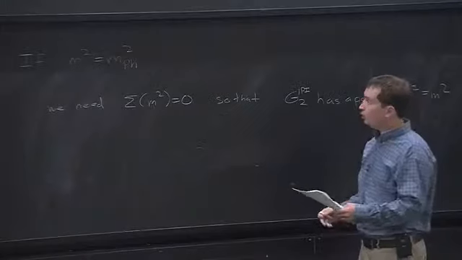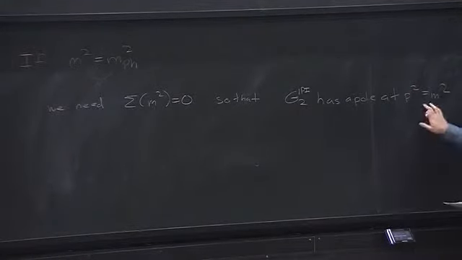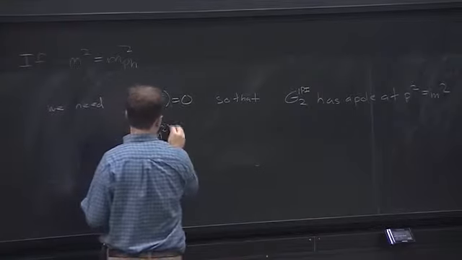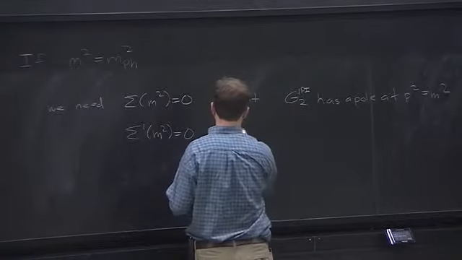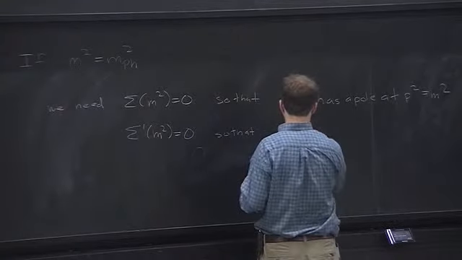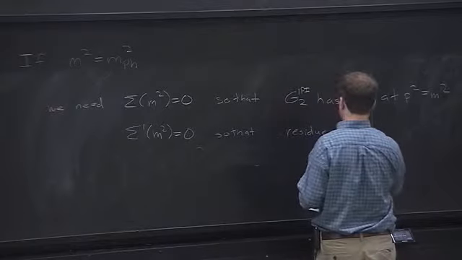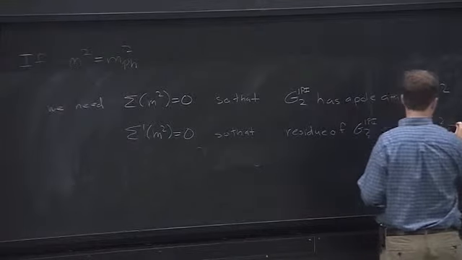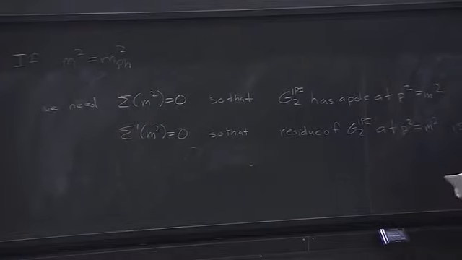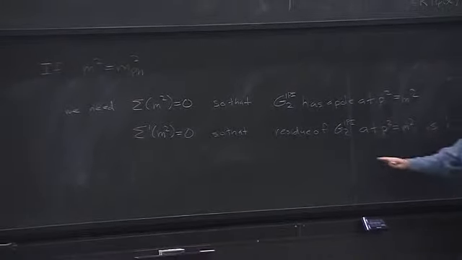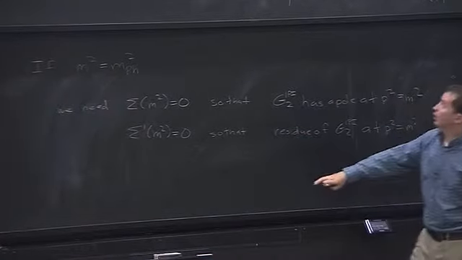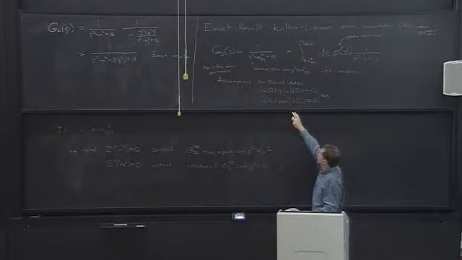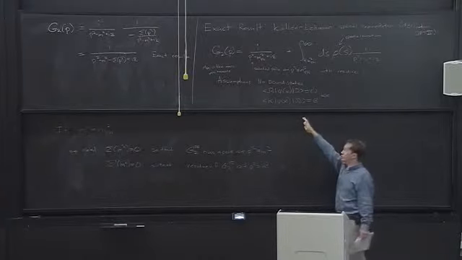But we also need the residues to agree at p squared equals m squared. So for that to be the case, we also need sigma prime of m squared to be equal to 0. So that the residue of G2 1PI at p squared equals m squared is i. If these two things are true, then we will have an isolated pole, or at least a pole at p squared equals m squared, with residue i.